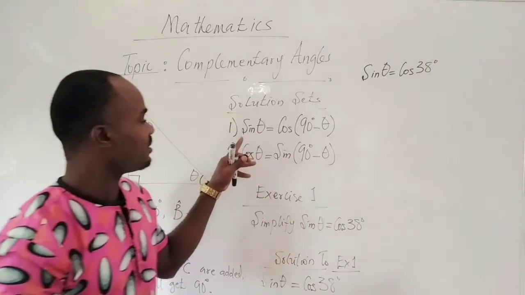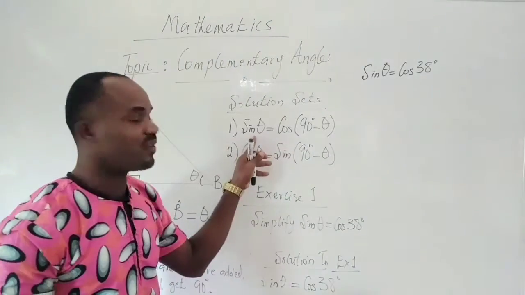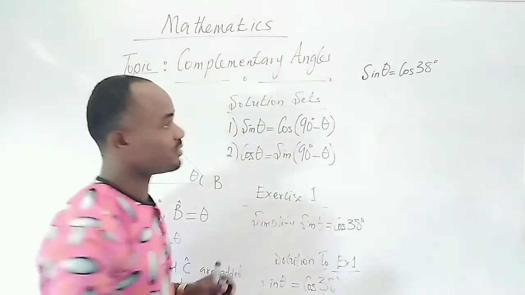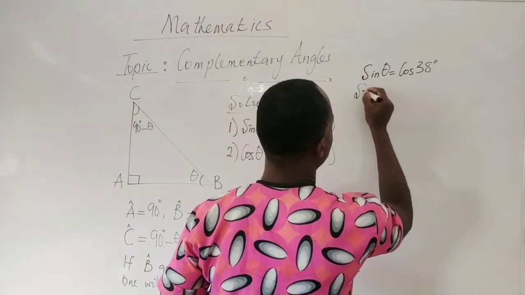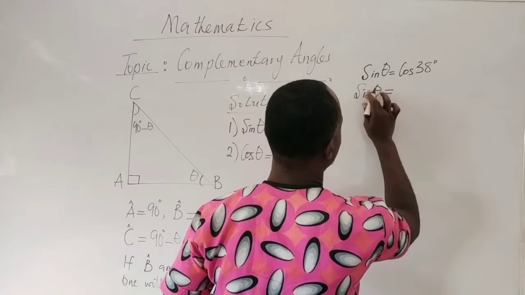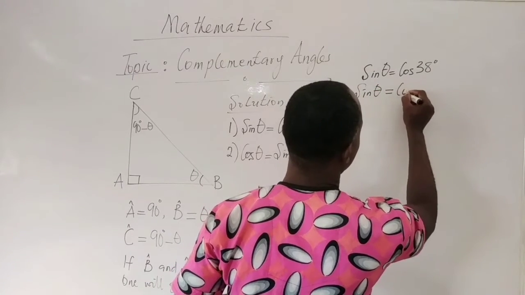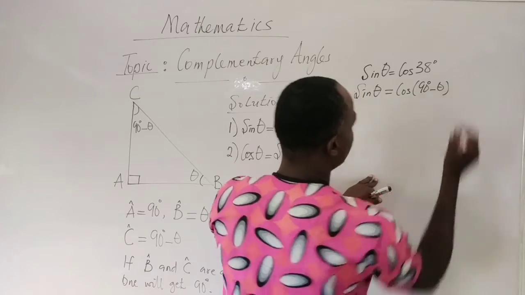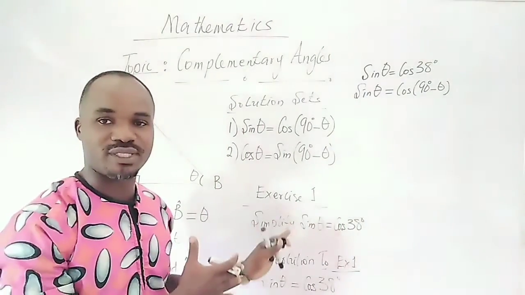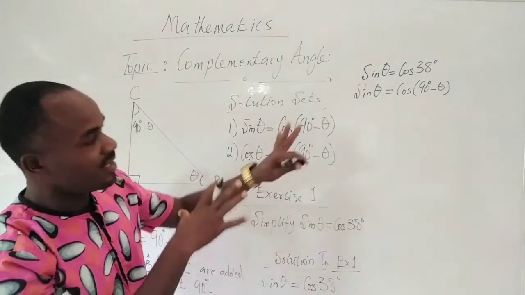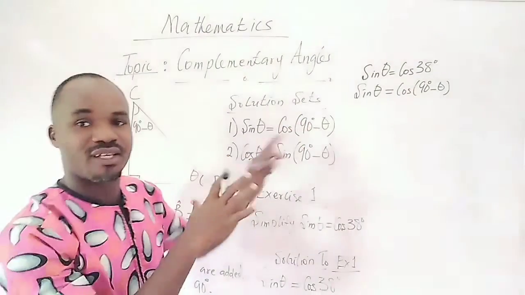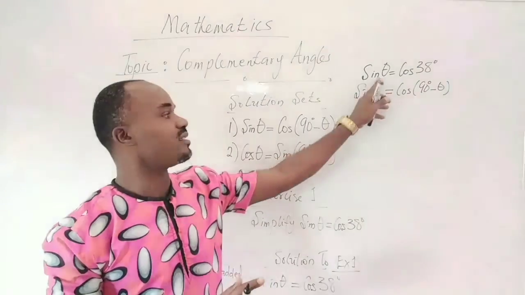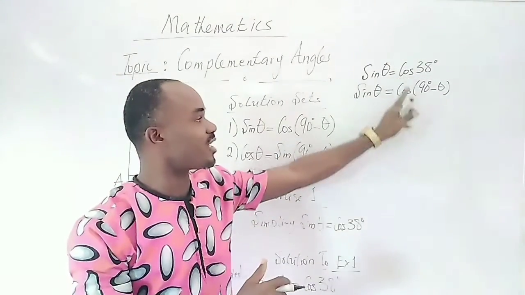The solution set that matches this question is sine theta is equal to cos, bracket open, 90 degrees minus theta, bracket close. That is a perfect solution set to this question. Look at the question and look at the solution. Two things are common: sine theta, that's the first set, and cos and cos, another set.